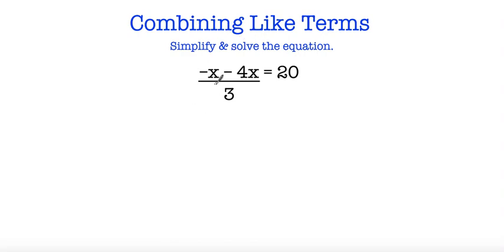So here we have another equation of the same sort. And we have negative x minus 4x. So these two signs are the same, so we're going to add. So negative x minus 4x is negative 5x over 3, so divided by 3 is equal to 20. So since it's negative 5x divided by 3, in order to get rid of the 3, we do have to multiply.